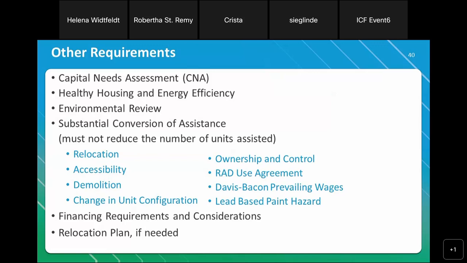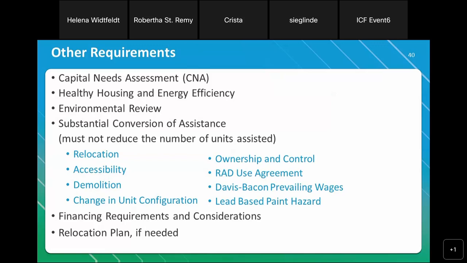Financing requirements are a whole other set of requirements and considerations that have to be given based on which financing route you choose. It can be complex and it can be simple. And sometimes you need a relocation plan. Sometimes you can convert in place, but that comes with a burden to the tenant and may take longer. And sometimes it's more convenient to relocate.